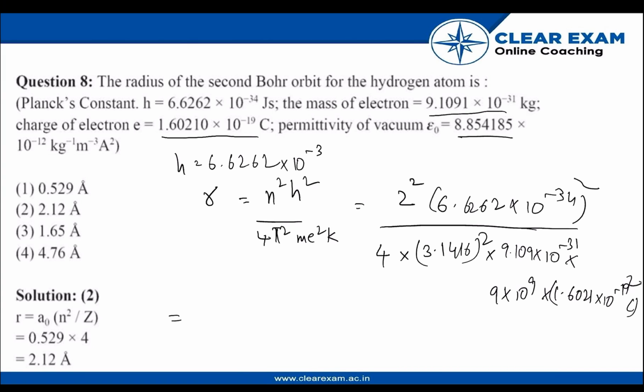So when we try to solve this equation, we have r equals 2.12 into 10 to the power minus 10. So we can say r equals 2.12 Angstrom. That is option number 2.